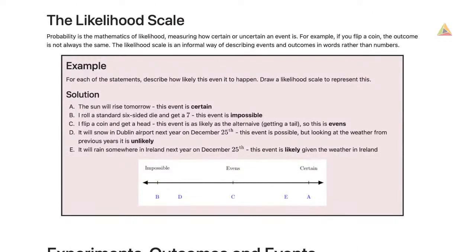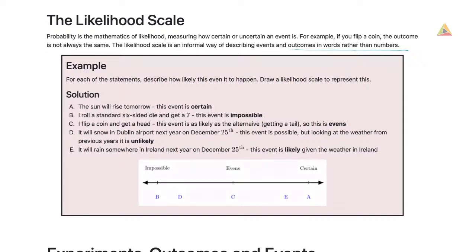So probability is the mathematics of likelihood, measuring how certain or uncertain an event is. For example, if you flip a coin, the outcome is not always the same, and the likelihood scale is an informal way of describing events and outcomes in words rather than numbers. So I'm going to just underline that: outcomes in words rather than numbers. Now we have an example to show this. For each of the statements, describe how likely this event is to happen. So draw a likelihood scale to represent this.